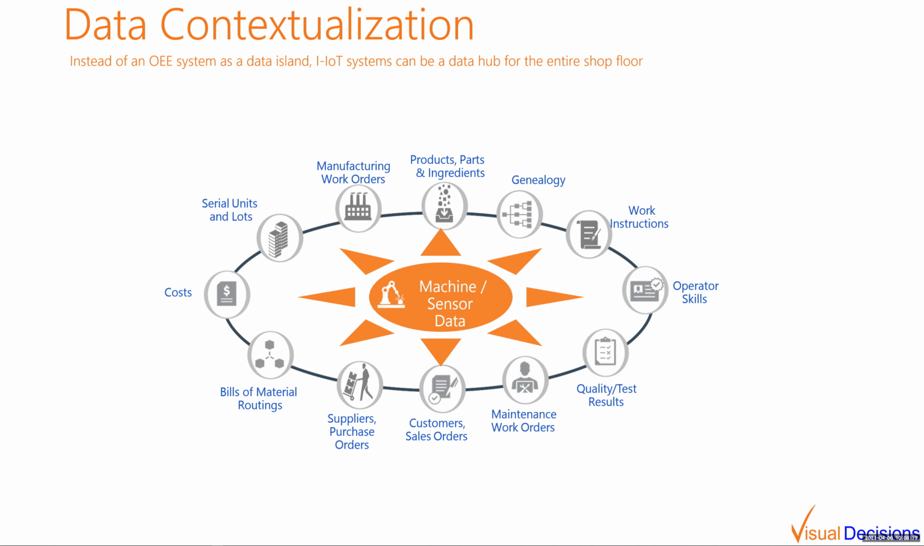But the next thing that you really want to do is contextualize that information with information like, what work orders is it associated with, what are the work instructions, the genealogy, who was actually working on that and what skills are they qualified for, and so forth. Any maintenance work orders associated with the machine and so forth. How does the bill of material break out for that item, or the recipe in a process industry? And all of this information is going to help you analyze different aspects of that problem.